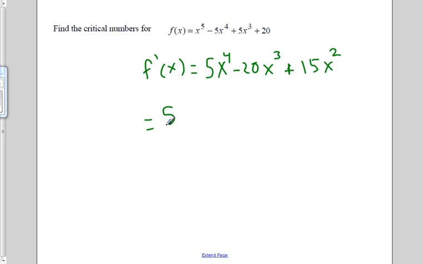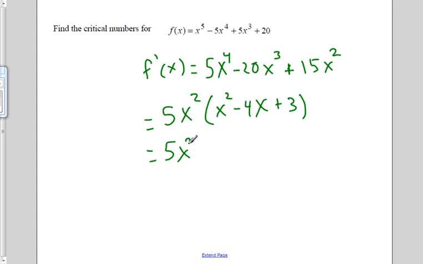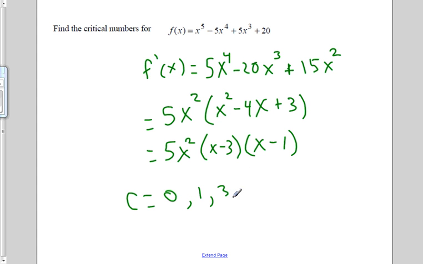We can take out a 5x squared, and what we're left with is x squared minus 4x plus 3. Factor it a little bit more. Notice that at this point, our calculus has become very dominated by algebra, and it will continue to be that way for a little bit longer. So basic algebraic skills are relied on heavily here. So the critical numbers, c can either equal 0, because that would make that 0, 1, because it makes that 0, or 3. Those are the critical numbers for my function.